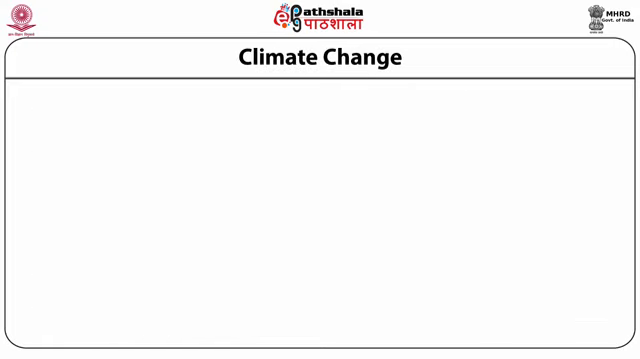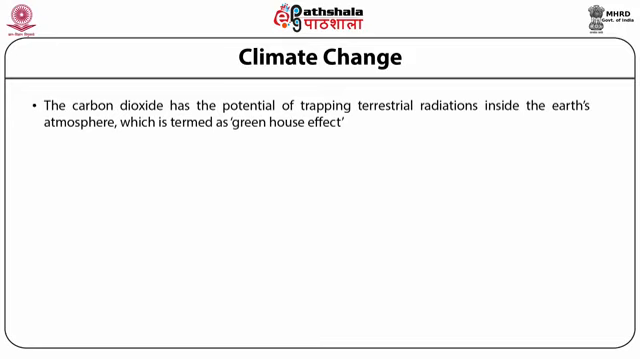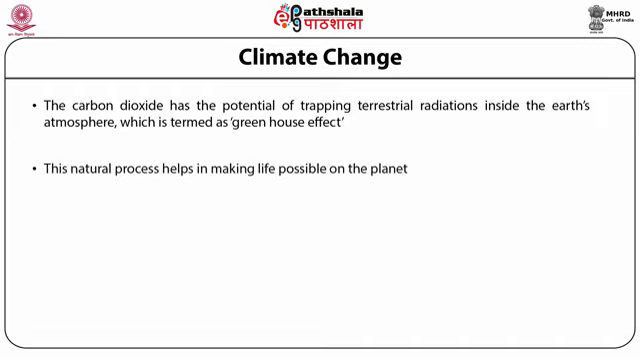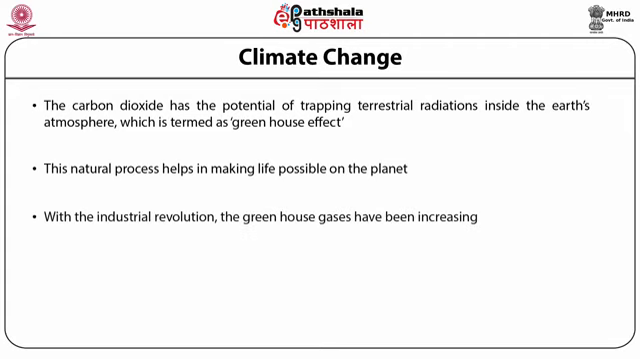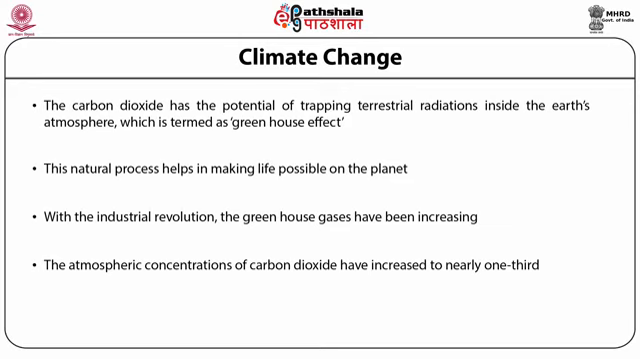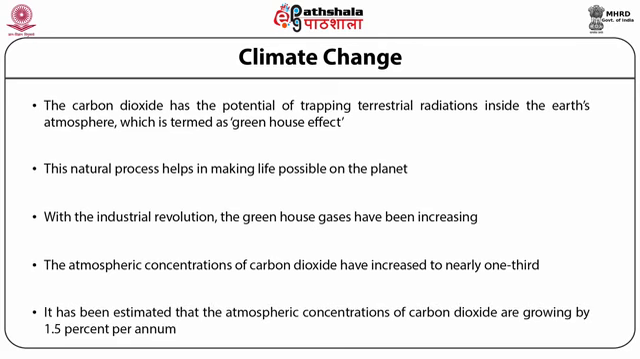Climate change. Carbon dioxide has the potential of trapping terrestrial radiations inside the Earth's atmosphere, which is termed as greenhouse effect. This natural process helps in making life possible on the planet. With the Industrial Revolution, the greenhouse gases have been increasing. The atmospheric concentrations of carbon dioxide have increased by nearly one-third. It has been estimated that the atmospheric concentrations of carbon dioxide are growing by 1.5% per annum.